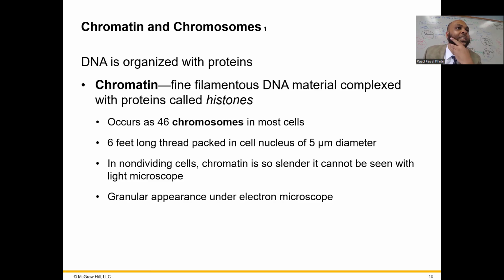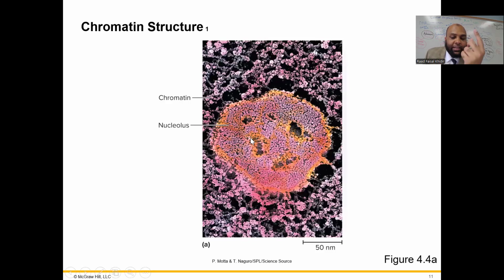So the chromatin is condensed in these coils. These coils are fine filamentous DNA material complexed with proteins known as histones. It occurs as 46 chromosomes in most cells, and 6 feet. They are 6 feet long, and you see it is so condensed because it is wrapped around the histones.